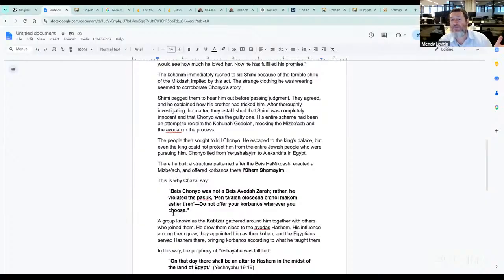So he figured he wanted a job. He built a tabernacle, which stood, by the way, the house of Choniyo stood for hundreds of years. It outlasted the second temple. It was again destroyed by the Romans when they destroyed the Jewish community of Alexandria. A group known as the Kubitzer gathered around him together with others who joined them. He drew them close to Avodas Hashem.